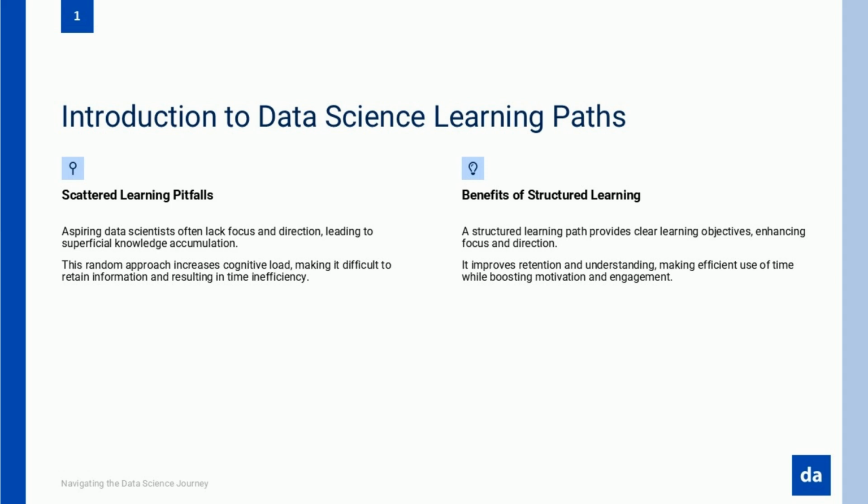Let me show you these two learning paths side by side. On the left is the random scattered approach most aspiring data scientists take, jumping between Python, statistics, visualization tools, and machine learning algorithms without any structure. On the right is the systematic progression we're covering today.